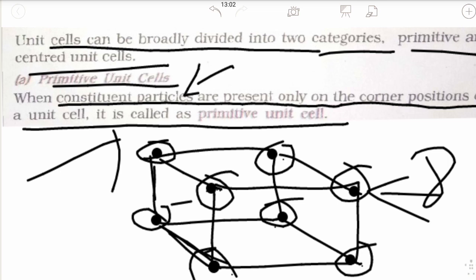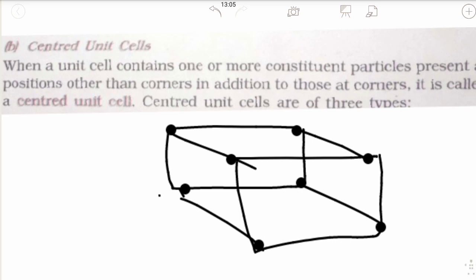When constituent particles, what are constituent particles? They are lattice points. When lattice points are present only at the corner positions of a unit cell, it is called a primitive unit cell. The second one is centered unit cells.